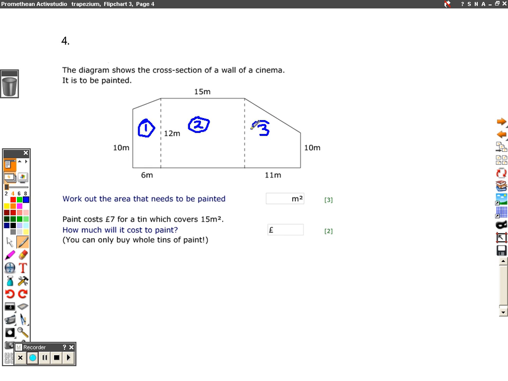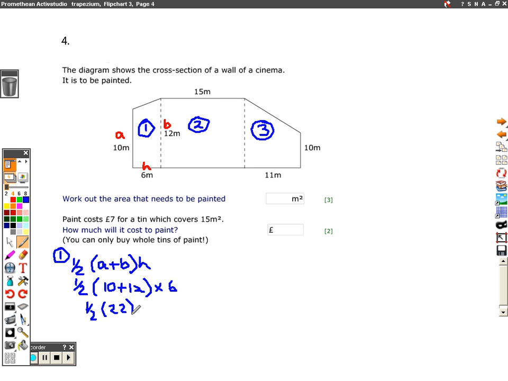Okay, so if we deal with looking at part 1, first of all, that's my parallel sides, my A and my B. That would be my height. So if I go and use the formula, half A plus B multiplied by H. Half of 10 plus 12 times by 6. Remember, do your brackets first, so it's going to be a half of 22 times 6. Half of 22 is 11 times by 6. So the area for area 1 is 66 metres squared.